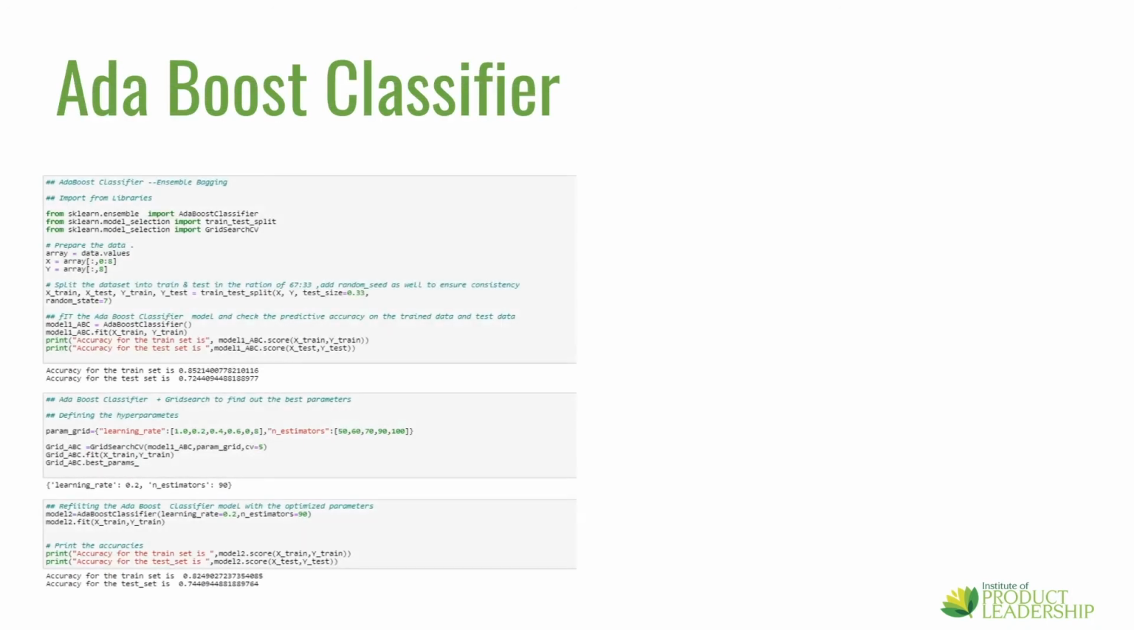The same process applies for the AdaBoost classifier as well. Step 1. We import AdaBoost classifier, train test split and grid search from the sklearn library. Split the dataset into train and test in the ratio of 67:33. Model the data to find out the respective accuracies of the train and test dataset. The given accuracies are 0.852 and 0.724 respectively.